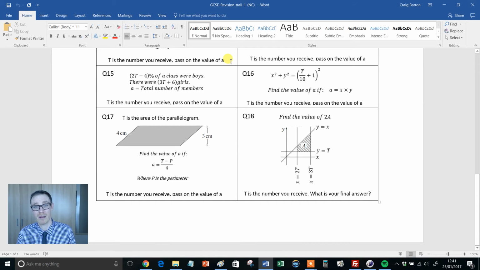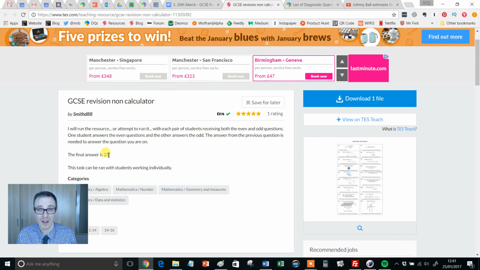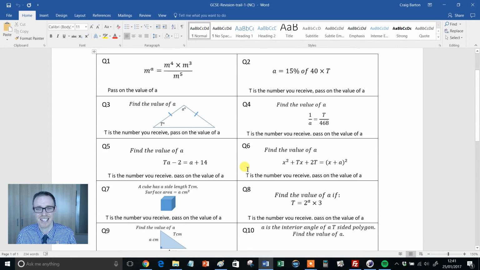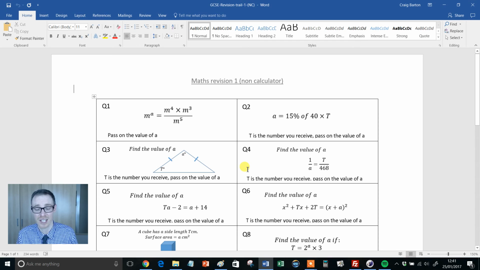It also has the big advantage that it's quite easy to mark, because as long as you know the final answer, then you're good to go. And look at that, the final answer is 27. But I really think this is just a nice, inventive GCSE revision activity.